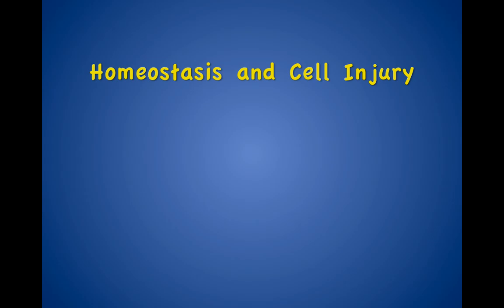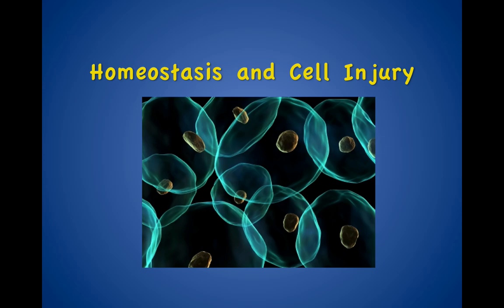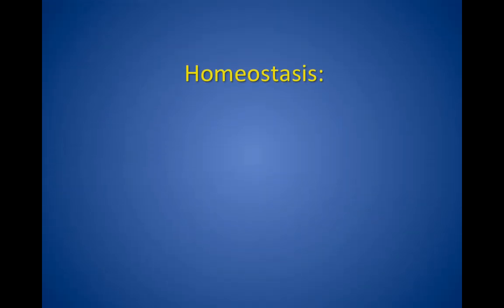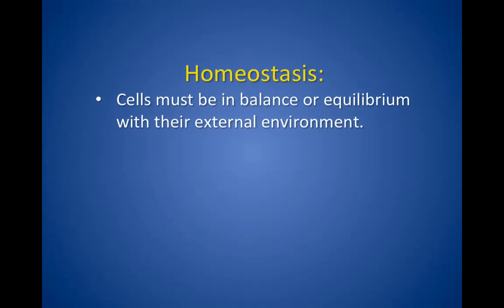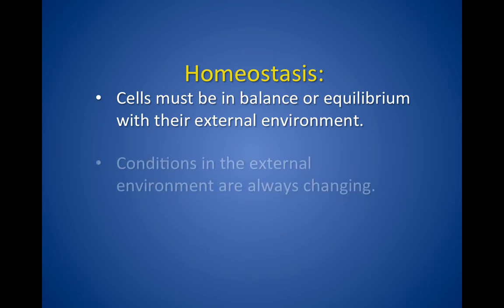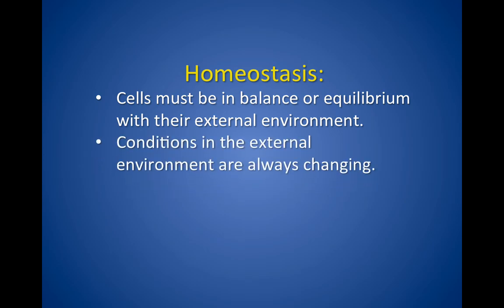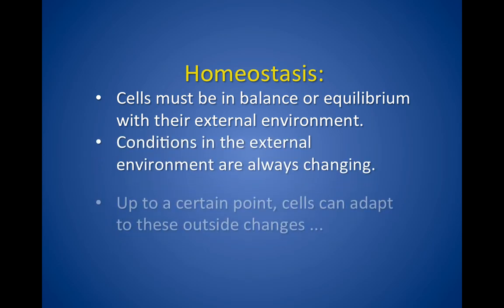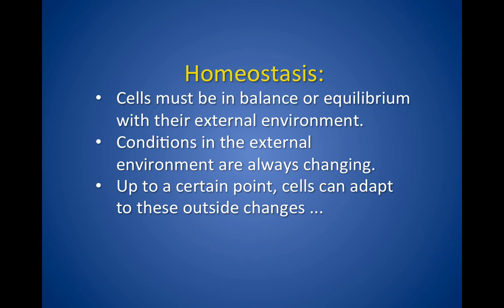Homeostasis and cell injury. Here we see some happy, healthy, unstressed cells in a state of homeostasis with their external environment. In order to function properly, cells must be in balance or equilibrium with their external environment. They must maintain a state of homeostasis. Conditions in the external environment, however, are always changing. Up to a certain point, cells can adapt to these continual outside changes and maintain the stable internal environment they need to stay alive.